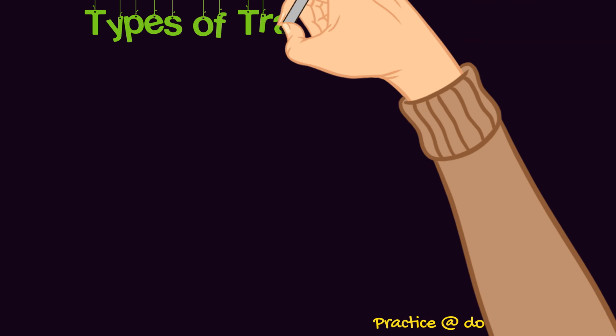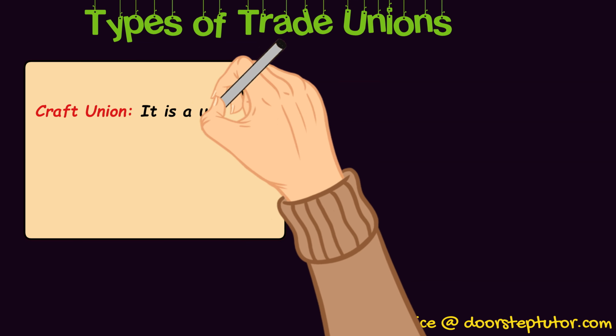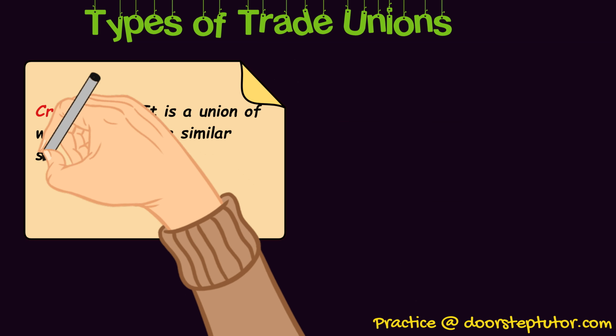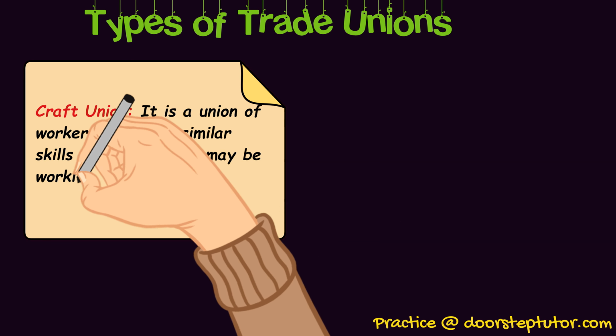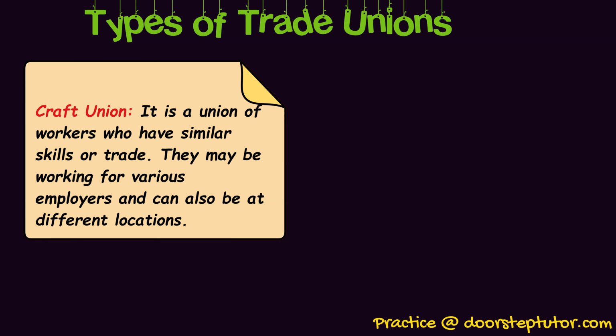Now, what are the different types of trade unions? The first one is the craft union. It is a union of workers who have similar skills or trade. They may be working for various employers and can also be at different locations.